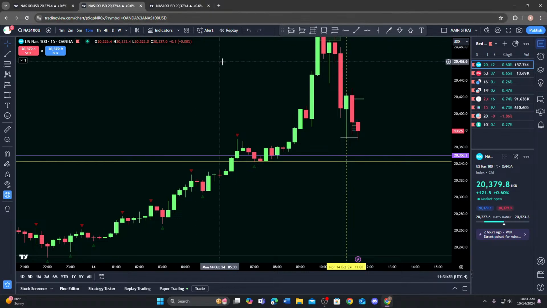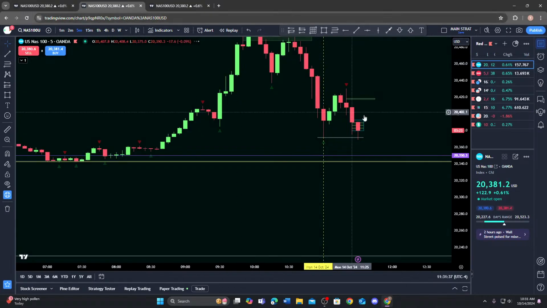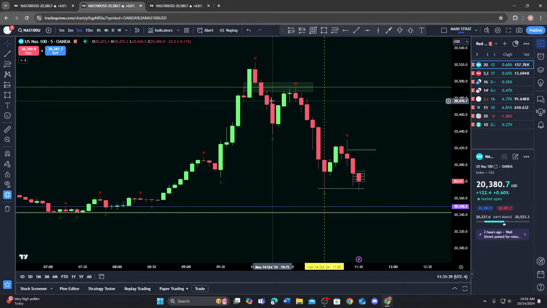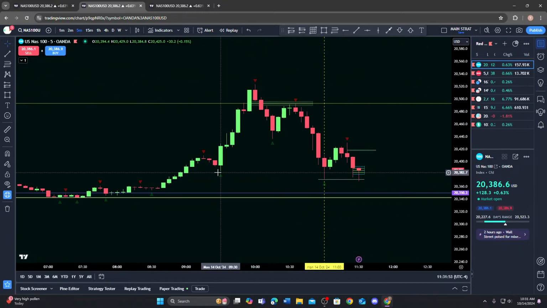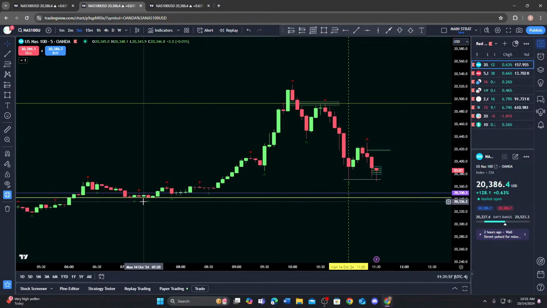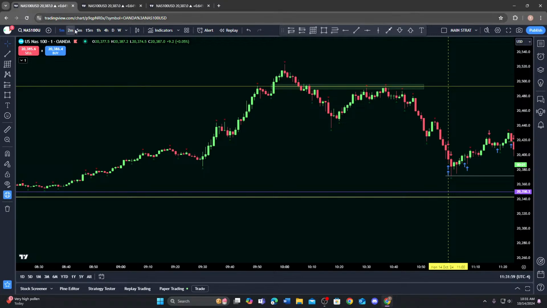Let's look on the higher time frame, 5 minute. There's also a fair value gap here on the 5 minute. So really good entry right here, and we could aim for this sell side, that sell side, and then, you know, terminus.